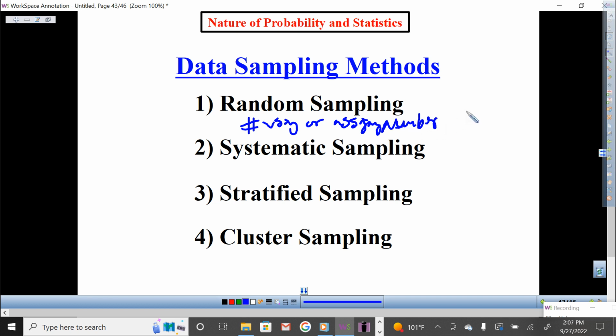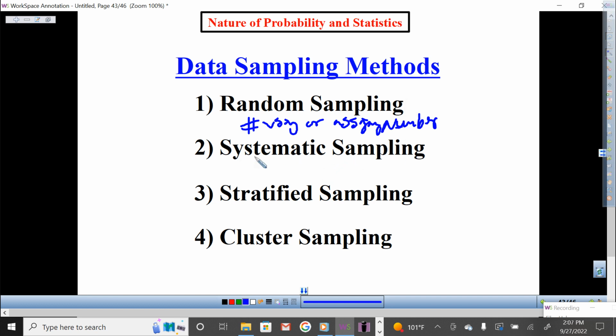Because once you assign numbers, there's no more names, and now you just go and randomly select different numbers, and that's why it's called what? Random sampling. But that has to be done many times in order to keep the bias out of the sample.